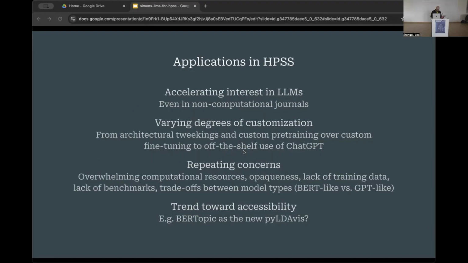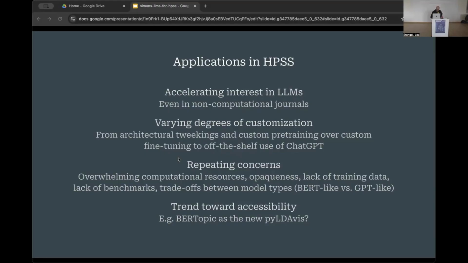There are varying degrees of customization. We have people that just use ChatGPT off the shelf, and on the other side of the spectrum, people that actually develop new architectures. And we have repeating concerns. Overwhelming computational resources is a big concern. Opaqueness of models, lack of training data, lack of benchmarks, and then this trade-off between these model types. As Nina told us, there's not one model that fits all purposes. It's always the adequate model for a given purpose.